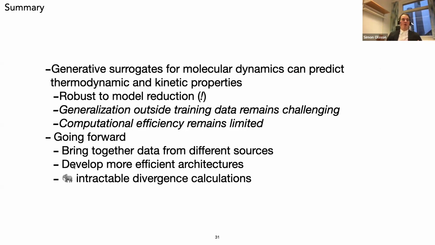Going forward, we hope to bring together more data sources to scale this up. And one of the big unanswered questions is that if we want to compute unbiased samples from our target distribution, the computation of divergences is still a big problem for neural ODE based or continuous normalizing flows. So yeah, thank you for your attention and all the questions along the way.